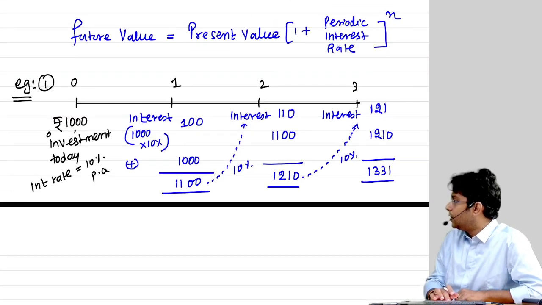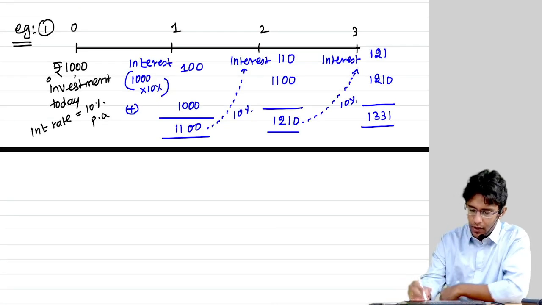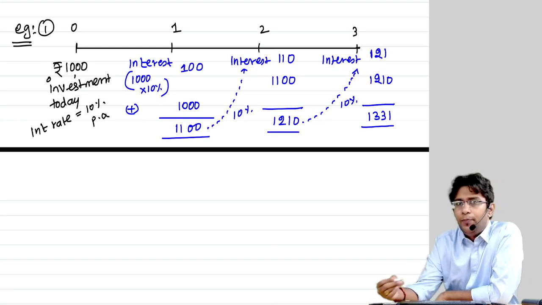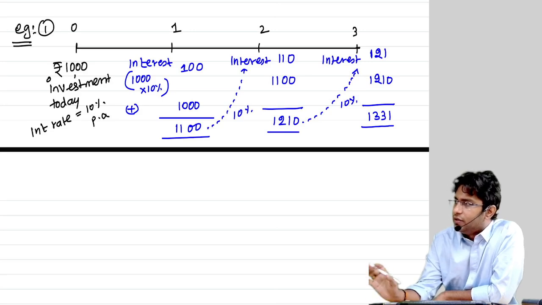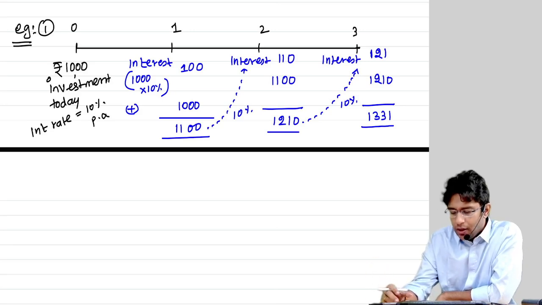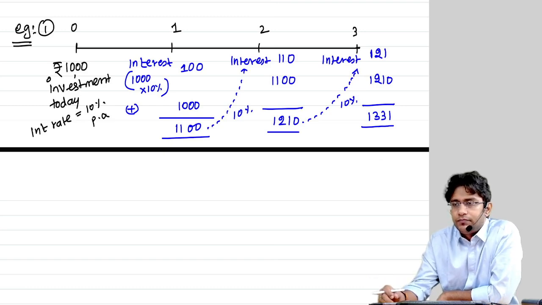Correct. Now, if you broadly watch this, am I computing interest on interest or not? Interest on interest is getting computed. Definitely this is called compounding. Tell me, in this entire timeline, which one is present value, which one is future value?